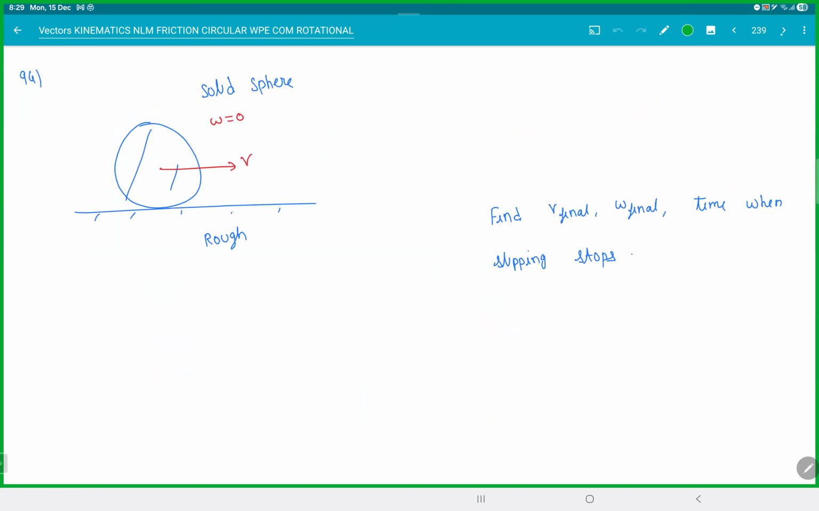Let's finish all this. Solid sphere, you have thrown it with speed v and omega 0. This is what you do with a bowling ball. Find v final, omega final, and the time when the slipping stops.